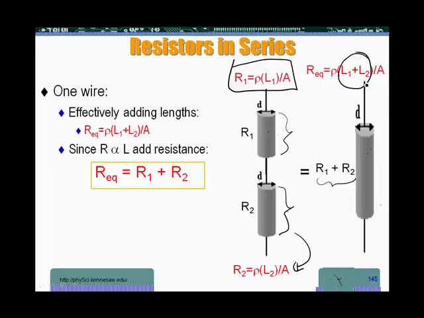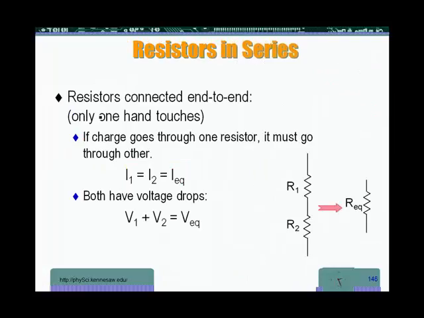In other words, when we place two resistors in series like this, we can get the same resistance as the two of them by replacing them with a resistor whose resistance is the sum of both. In other words, R equivalent is R1 plus R2. We'll play with that in a second. One key thing, for them to be in series, they have to be connected end to end. Only one end touches the other.